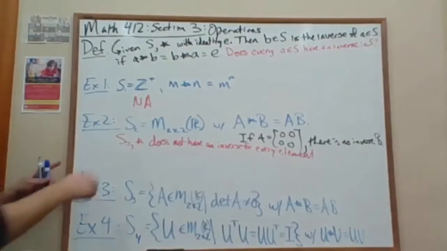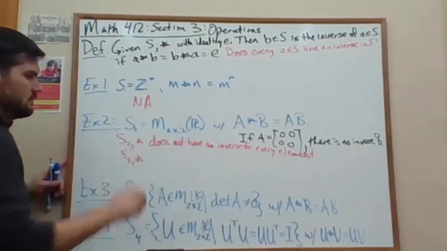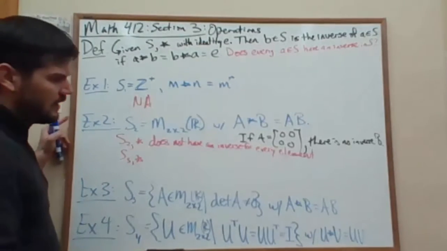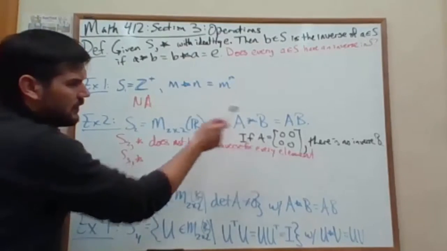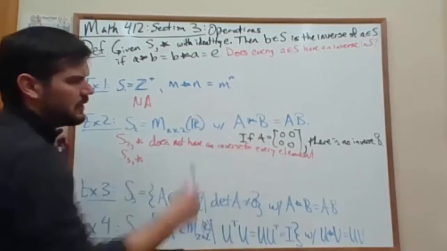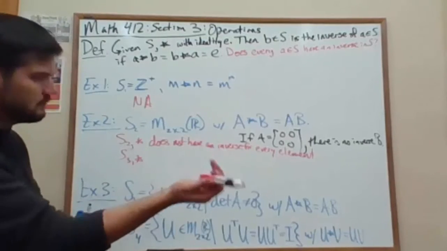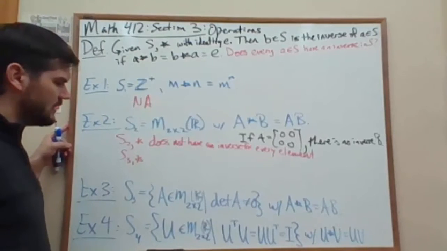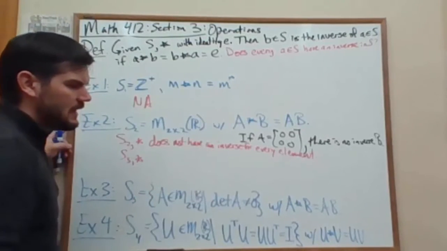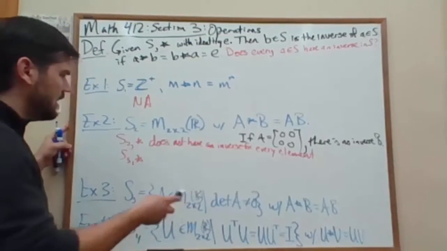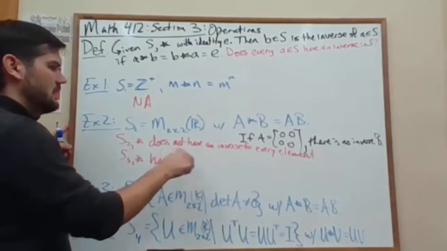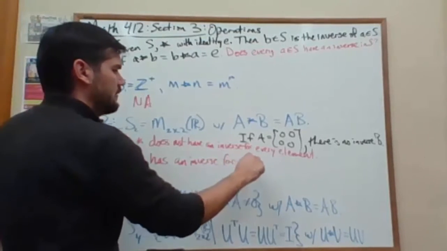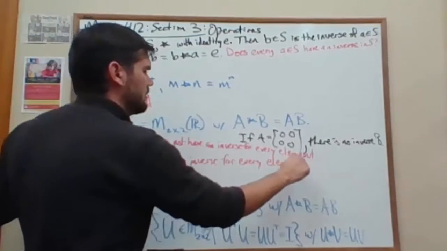What about S3? S3 with matrix multiplication. Well, the problem with this example in S2 was that the zero matrix is not invertible, i.e., its determinant is equal to 0. So if you have the set of all matrices that have a non-zero determinant, then yes, it has an inverse for every element.